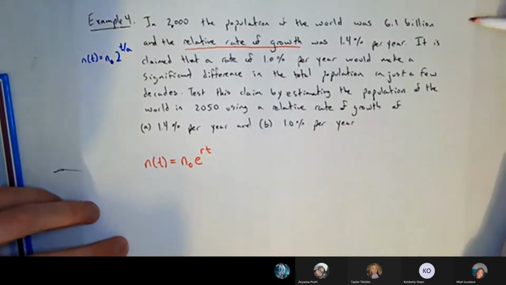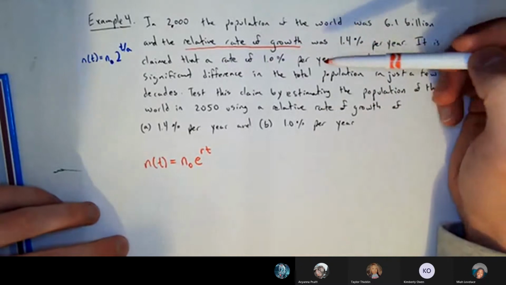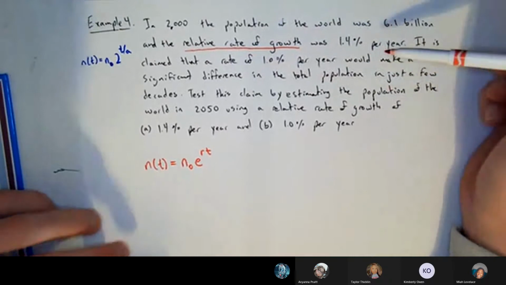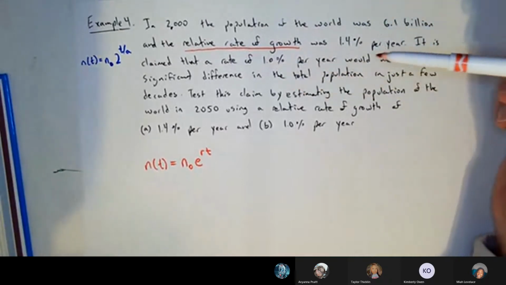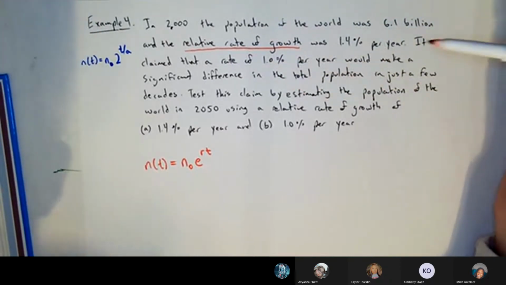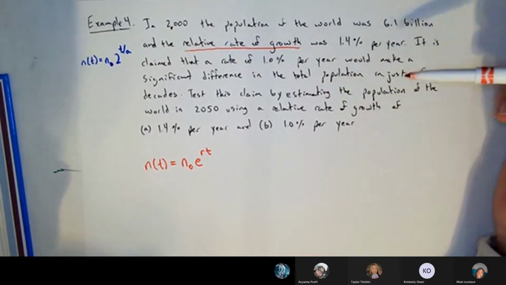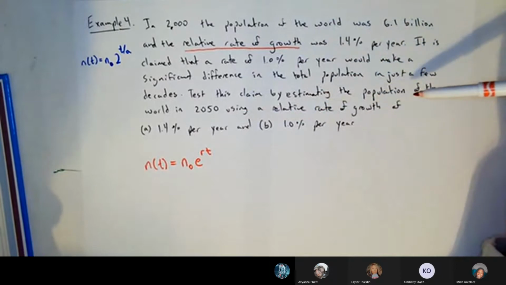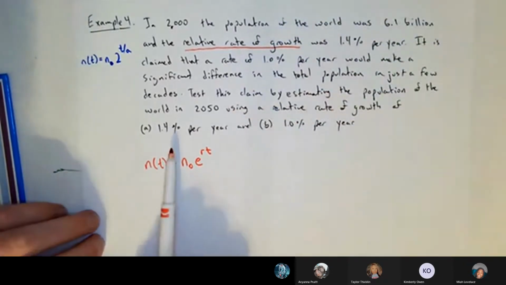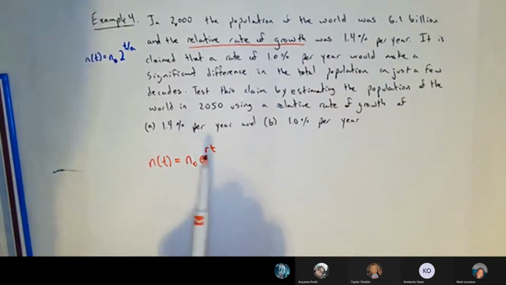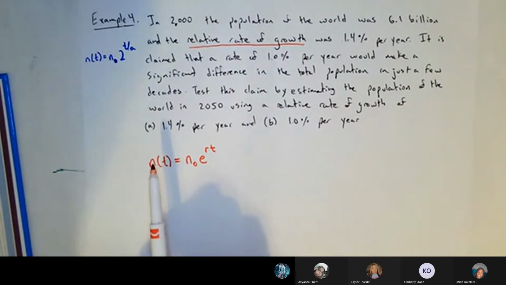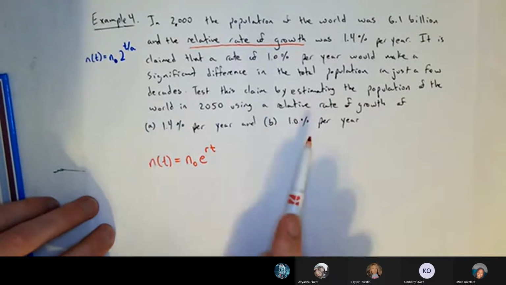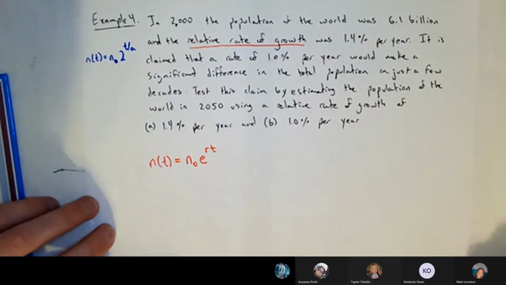But let's keep reading the problem. It is claimed that a rate of 1%, so we have 2 rates here, so we're going to have to figure out what's going on there. 1% per year would make a significant difference in the total population in just a few decades. Test this claim by estimating the population of the world in 2050 using a relative rate of growth of, so we're given 2 different rates. And what we're supposed to do is use the different rates for two different calculations here.